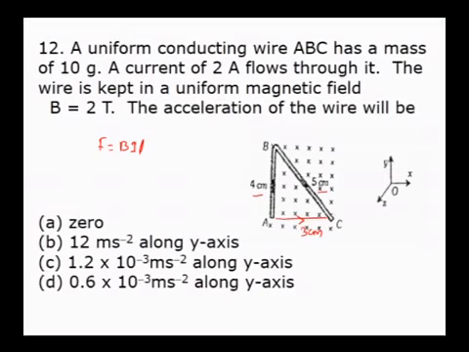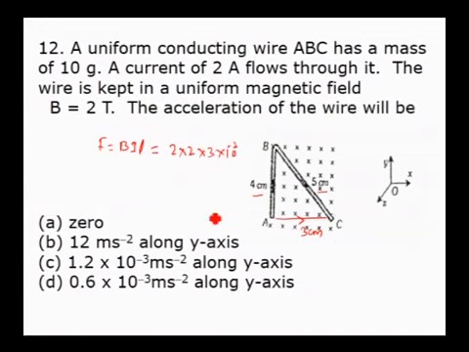So, B is given as 2 Tesla, current is given as 2 ampere, and length is 3 centimeter, that is 3 into 10 to the power of minus 2 meters. Okay. We know the force, but in the question we have to find the acceleration. That is, acceleration a equals force divided by mass.